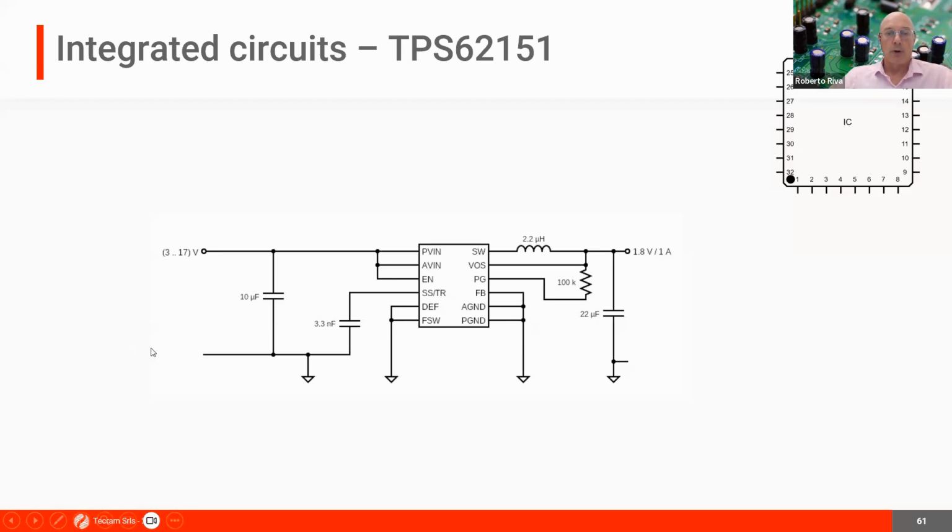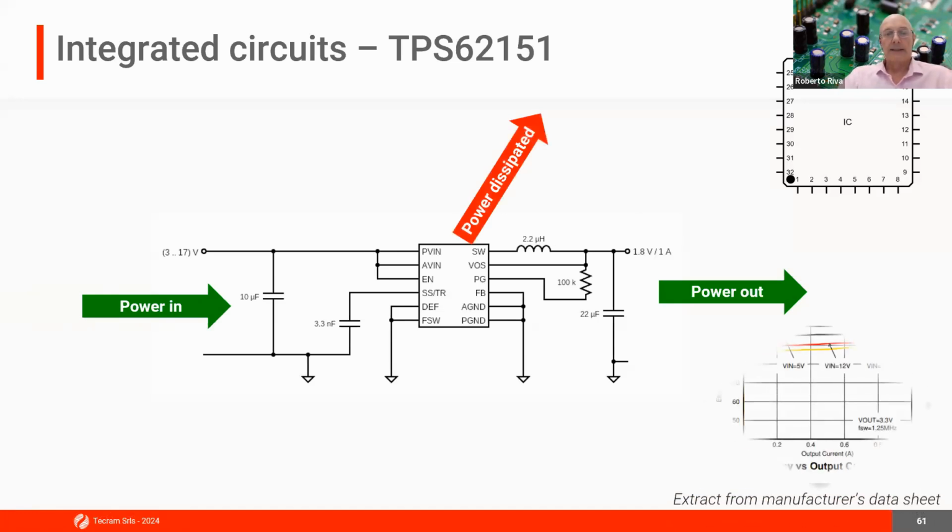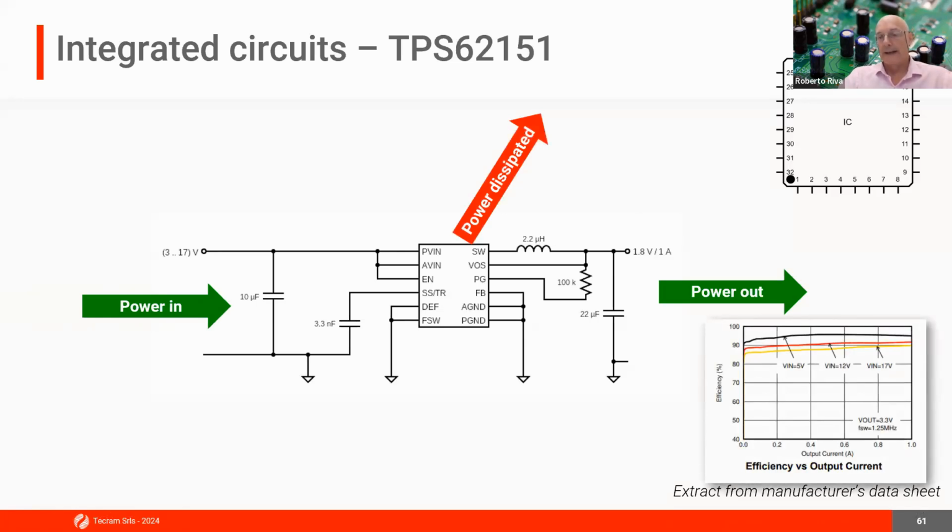So we looked at the typical layout and typical values from the data sheet and from the diagram, and essentially we tackled it as power in, power out, and what doesn't come out goes up in heat. Okay, so that's our power dissipated. Fortunately, we were guided by an article to look for the efficiency diagram on the data sheet, and the efficiency diagram gives us information for different input voltage, output voltage and output current.